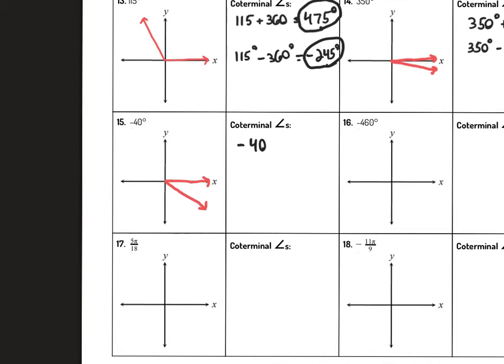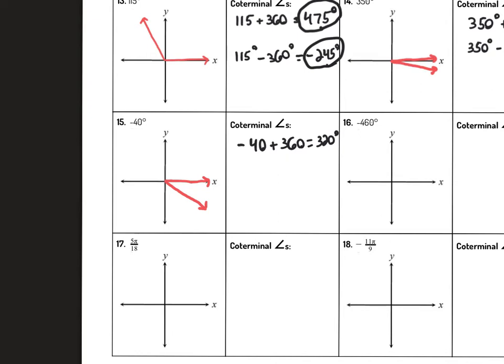Now we can find coterminal angles. So I'll find a positive one first. I'll add 360, and that gives me 320 degrees. So one way to get to this angle would be to start at the initial side, go 320 degrees, and that should end right on our terminal side.